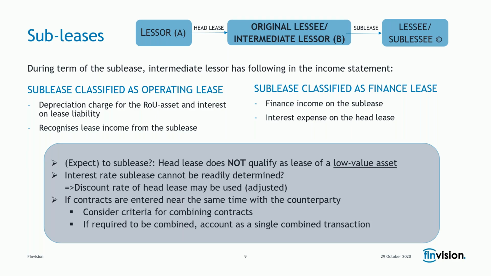Important, a few other topics to consider. If you expect to sublease, you cannot qualify your head lease as a low value asset and exempt it from presentation as a right of use asset. Also for the sublease, in principle, you should determine the interest rate inherent to the contract itself, but IFRS 16 allows, if you cannot determine it readily, that you can make use of the interest rate included in the head lease, perhaps with some adjustments given the different circumstances the sublease might have compared to the head lease.